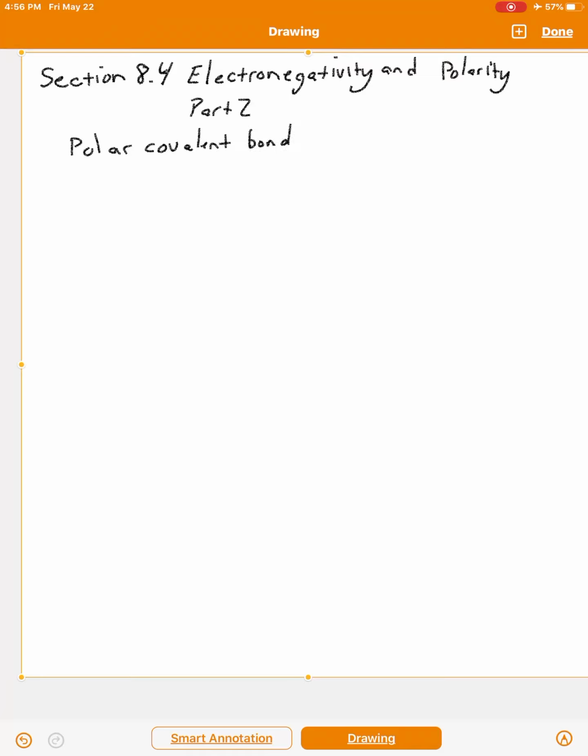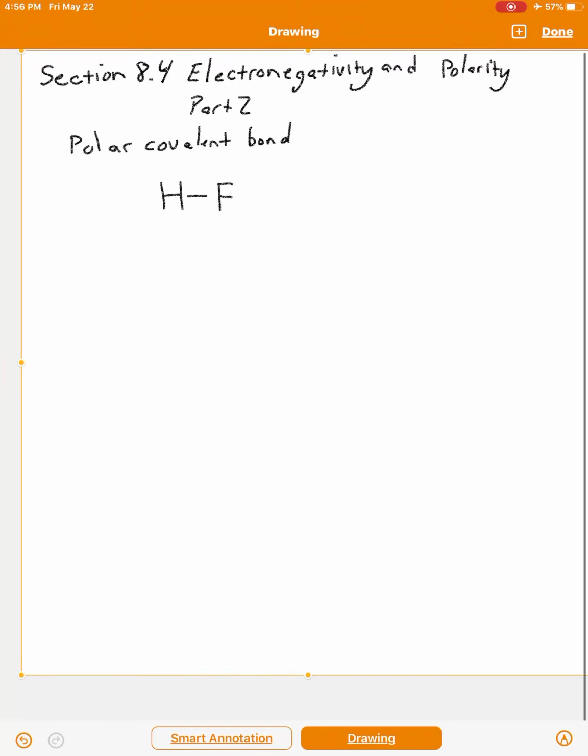A good example of a polar covalent bond is the one that forms between hydrogen and fluorine. There is a very large difference in electronegativity values between these two elements. Remember, you can look those values up from the chart. Big difference. So it's definitely polar covalent.